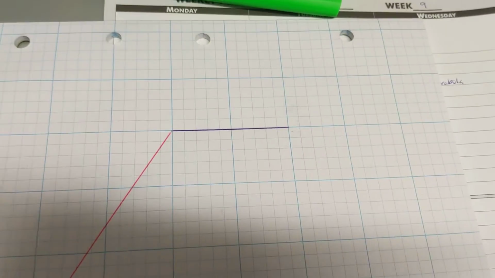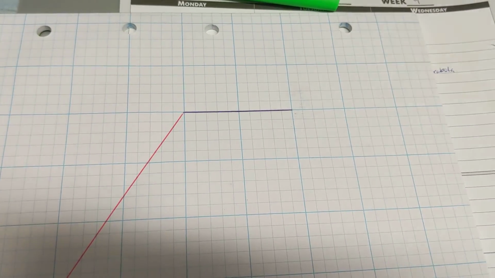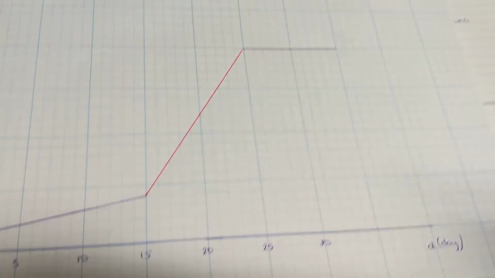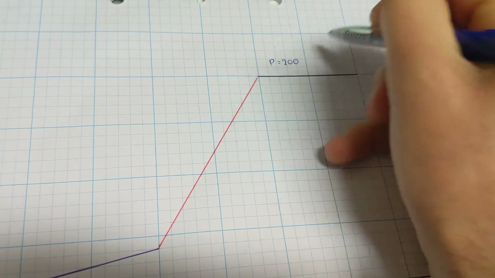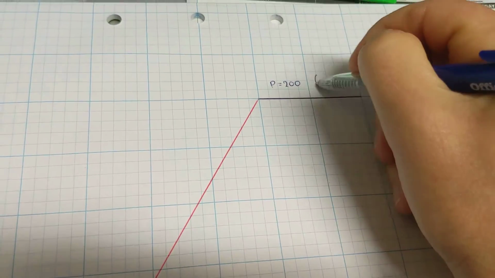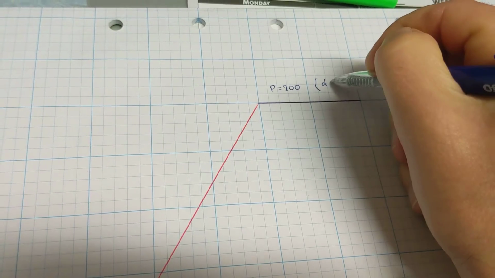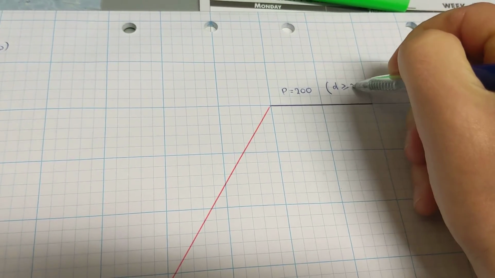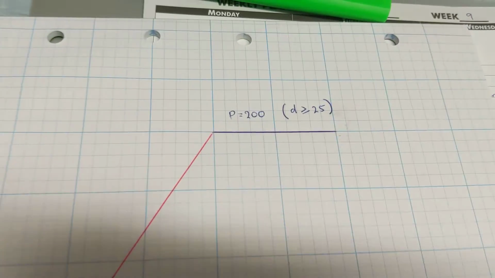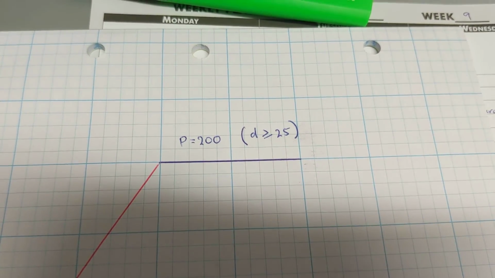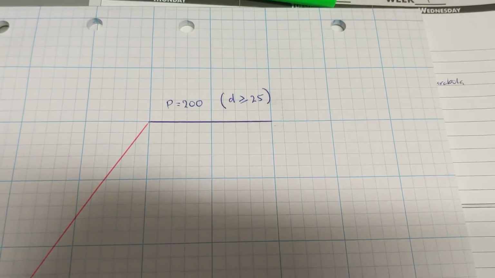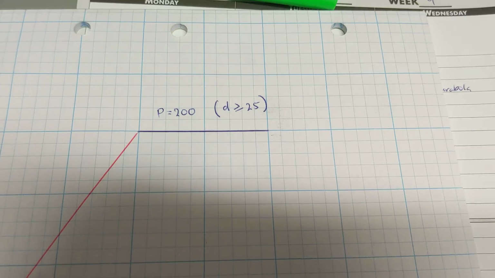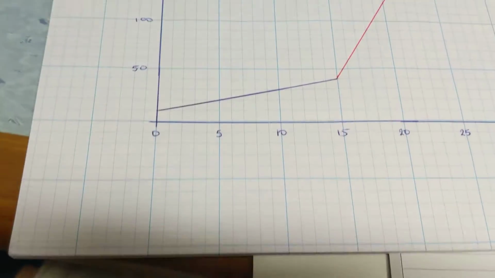So I'm going to start with this formula up here because it's pretty easy. From day 25 onwards, I can provide 200 pineapples a day. So the formula for that is P equals 200. And here's the domain. In brackets, I'm going to say for days greater than or equal to 25. Okay, so that's what a domain is. It tells you what values of the x-axis, or in this case the d-axis, that formula is appropriate for.